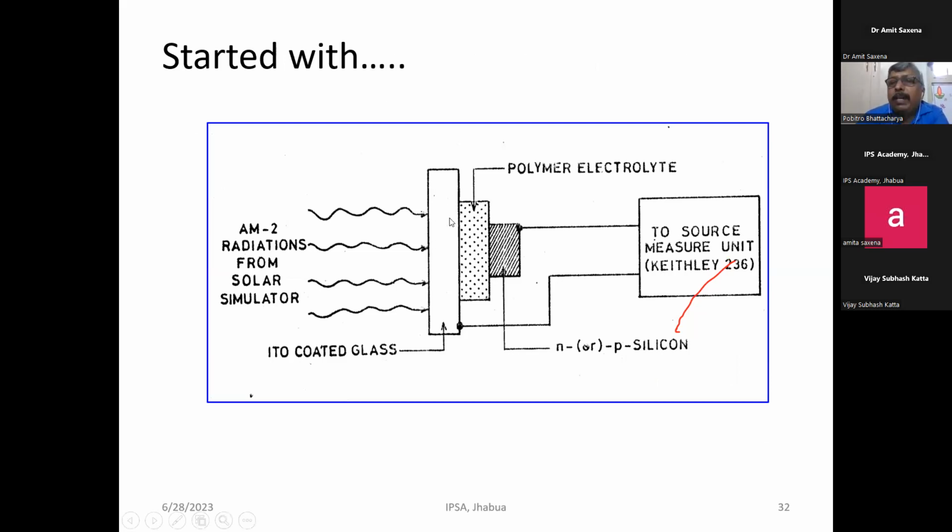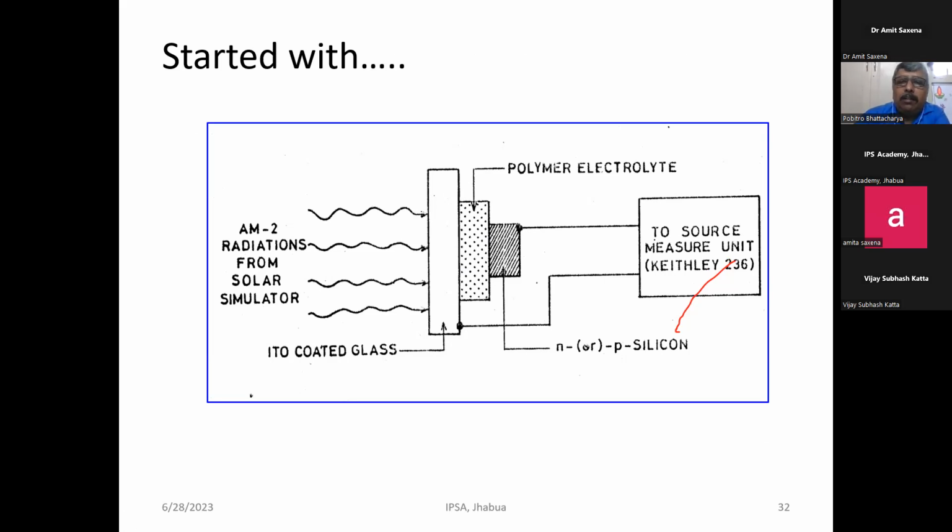The base is an ITO coated glass plate. This front surface is conducting. On top of that, we spread polymer electrolyte. I used to have a spin coating system for that, so that we can achieve a polymer electrolyte thickness of the order of 1 micron.